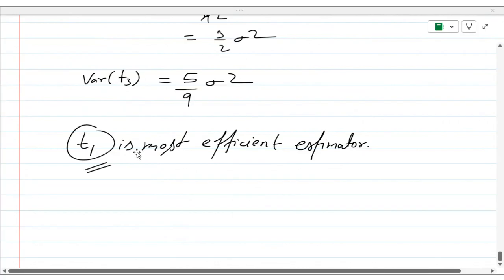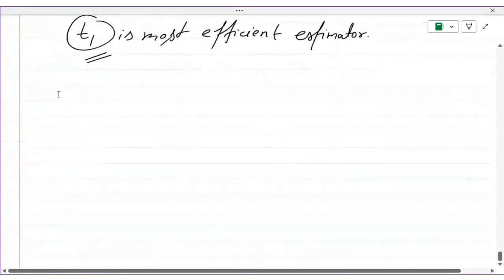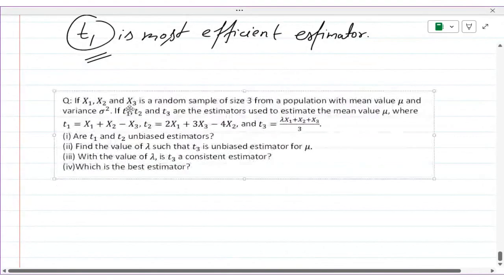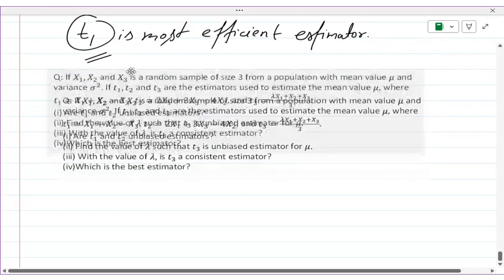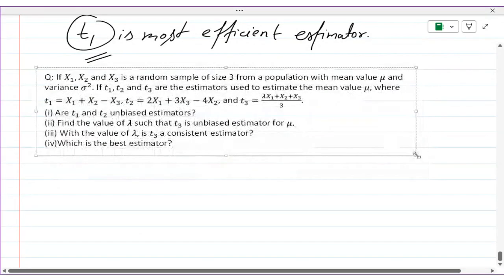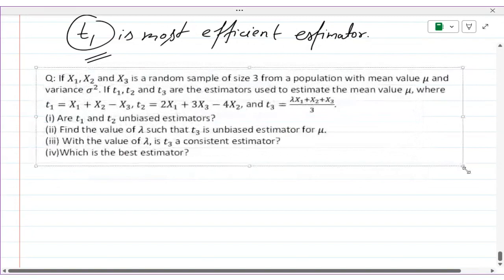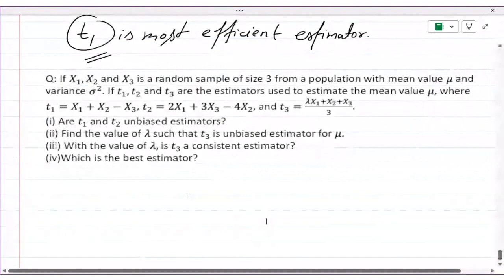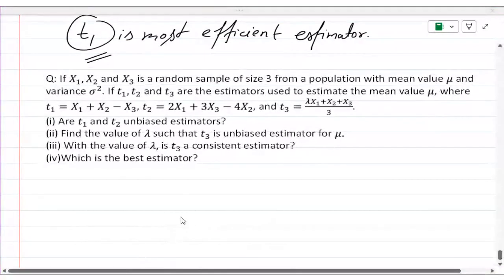So one more practice question I will put here. I will not solve this practice question. This is an exercise for you students. So this is the problem that you need to solve. You can note down this problem, and we will move to the last topic of this unit 5.